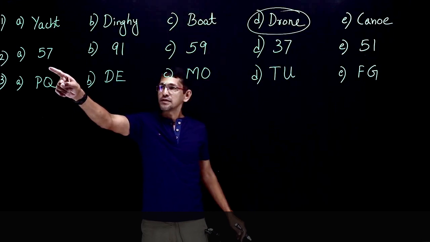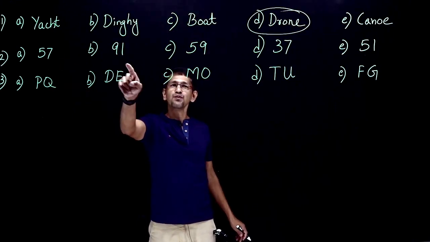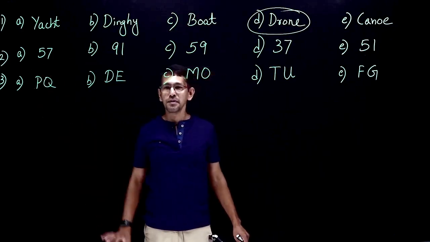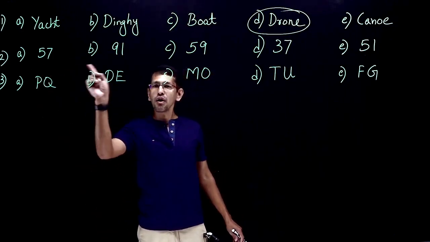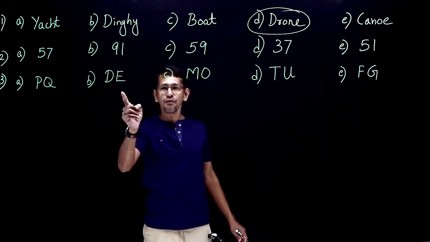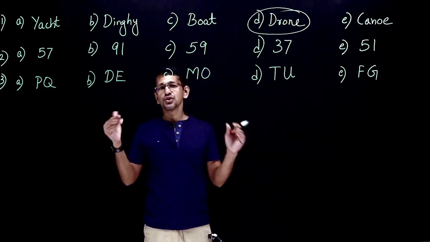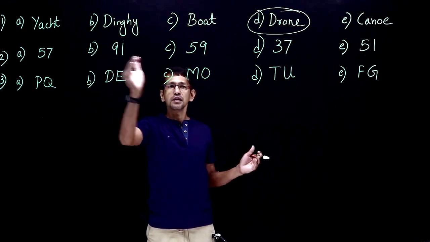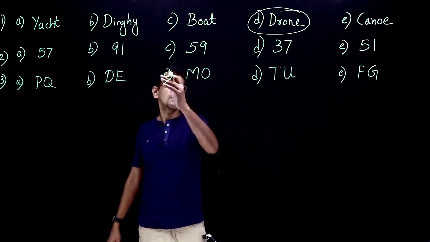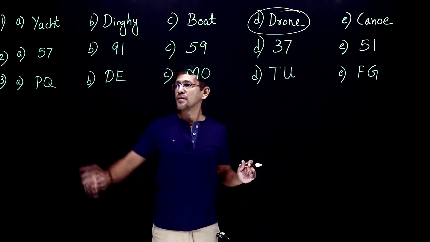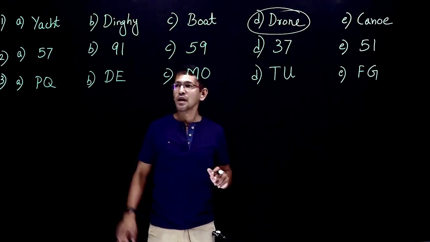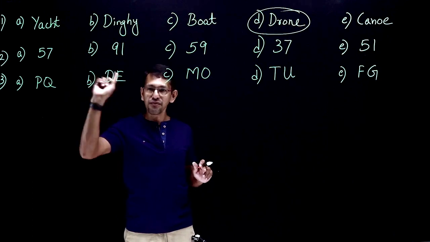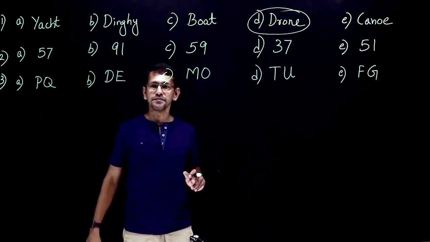Now, how about the next set? 57, 91, 59, 37, and 51. These are all odd numbers. Now there is no even number at all. So what is the next thing we look for? Is there a prime number in this group? Or are there composite numbers in the group? 57. 5 plus 7 is 12, so it's a multiple of 3. So it is not a prime number.